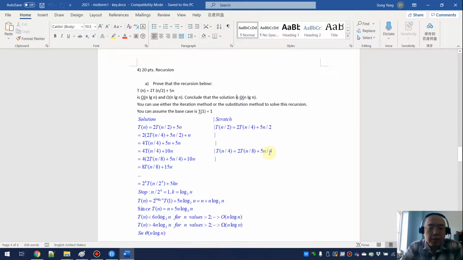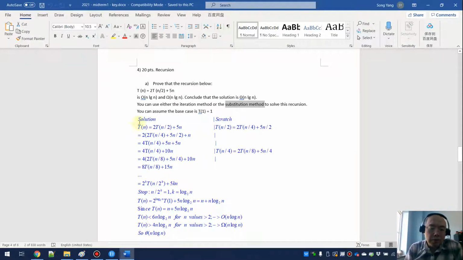And the next question is about recursion. For question 4a, you want to do a proof of solving a recursion using either substitution or iteration. Okay, so either iteration or substitution. In my solution, I did the substitution. Of course, you have to do more writing, but it can help you work out the pattern.